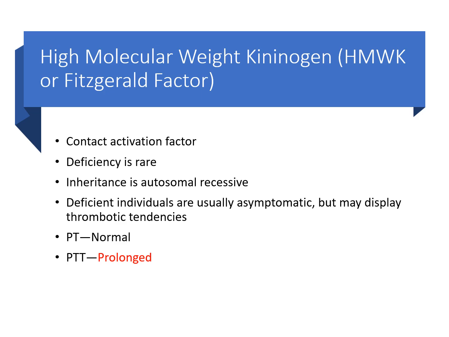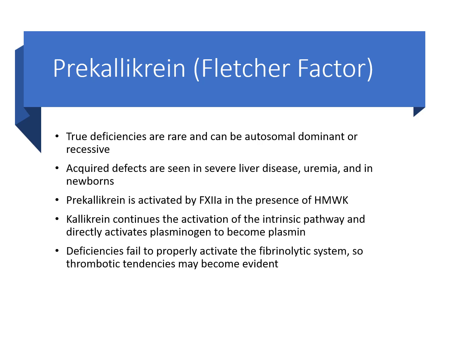What we would find would be a normal PT and a prolonged PTT. And remember, that's because the PTT is measuring our intrinsic factors, and our homework, or high molecular weight kininogen, is associated with our intrinsic pathway. Now prekallikrein, or Fletcher factor, is a little bit different in terms of its inheritance patterns. True deficiencies are rare, but they can be found via autosomal dominant or recessive inheritance. Acquired defects can also be seen in liver disease, uremia, and in newborns.